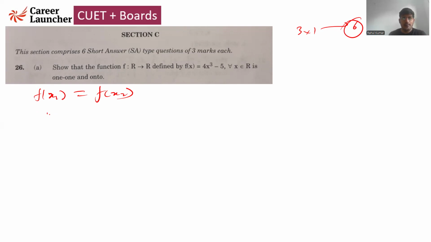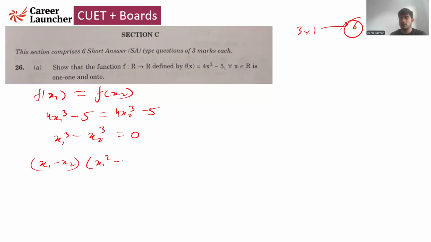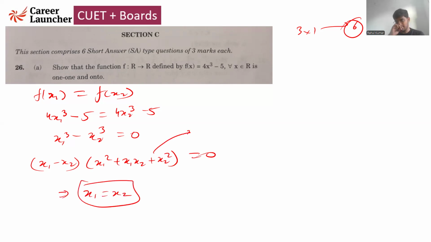So 4x1 whole cube minus 5 equals 4x2 whole cube minus 5. You will get x1 cube minus x2 cube is equal to 0. Means x1 minus x2 into x1 whole square plus x1 x2 plus x2 whole square is equal to 0. From here, you will get the result that x1 is equal to x2. This other factor can't be 0, because you will get an imaginary outcome. So from here, you will say that the function is one-one.